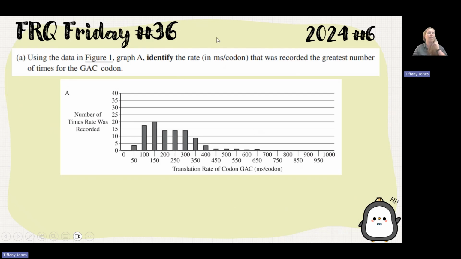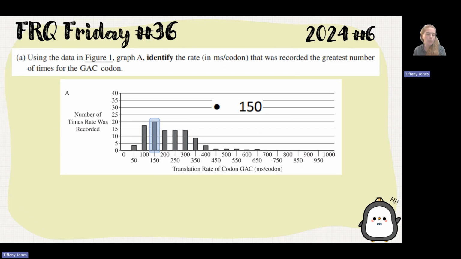So now we want to say, okay, well, A, using the data in figure 1, graph A, identify the rate in ms per codon that was recorded the greatest number of times for the GAC codon. So here we're looking at the number of times the rate was recorded, and we're looking for where it was the greatest. So the greatest is going to be our largest bar in our graph. And so you can see right here that at 150, we have the largest bar. It goes up to about 20, while the next closest one is probably 17, 16? So we can say that 150 would be the rate that we would find the greatest number.